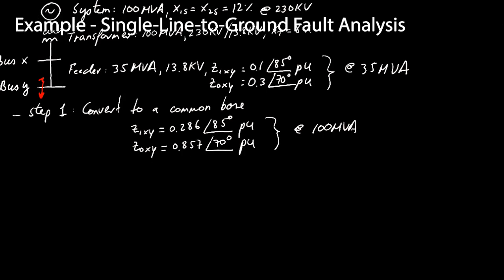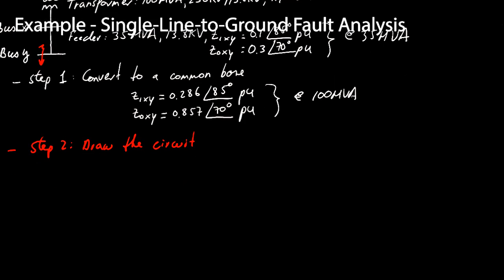So let me move this up a little bit. And now I'm going to say step number 2, and let's go ahead and switch colors. Step 2 is going to be to draw the circuit. So essentially we're going to have the following circuit.